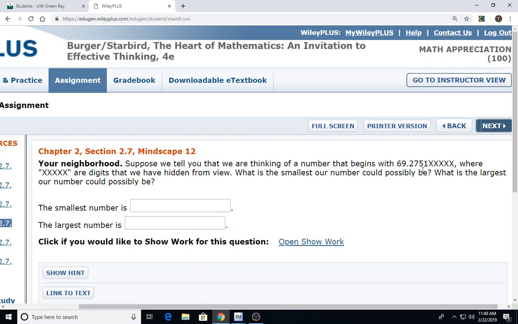We're thinking of a number that begins in this, and the XXX are digits that are hidden from view. What is the smallest our number could be? Did anybody figure out what the smallest it could be would be? Did anybody look at this yet? I don't think this one's due till the following week, right? So you have some chance to think about this yet.